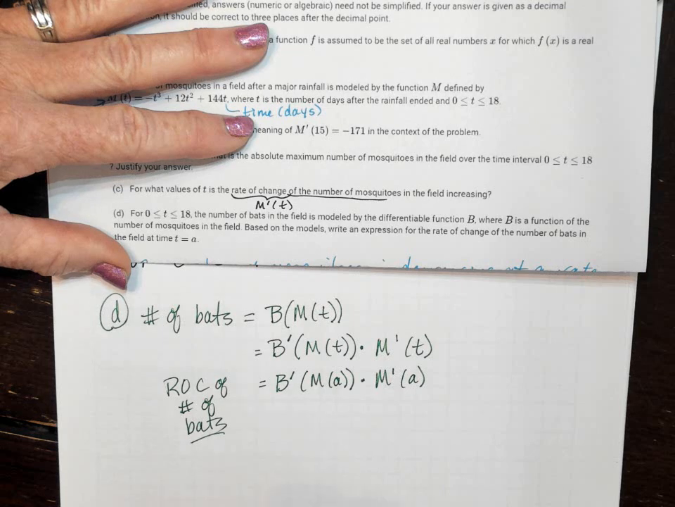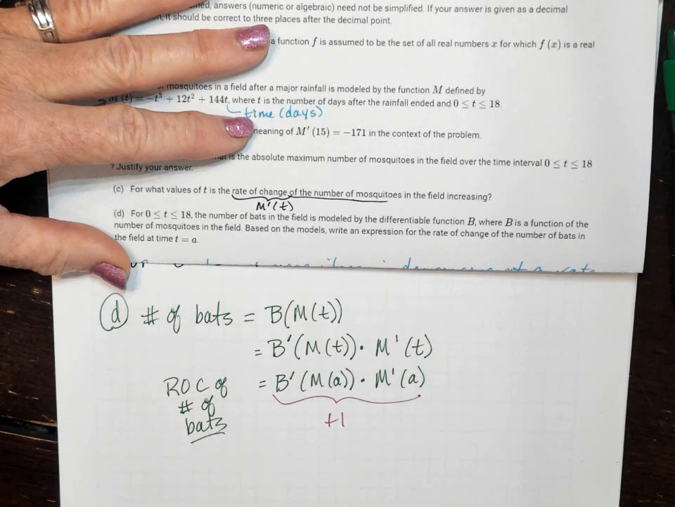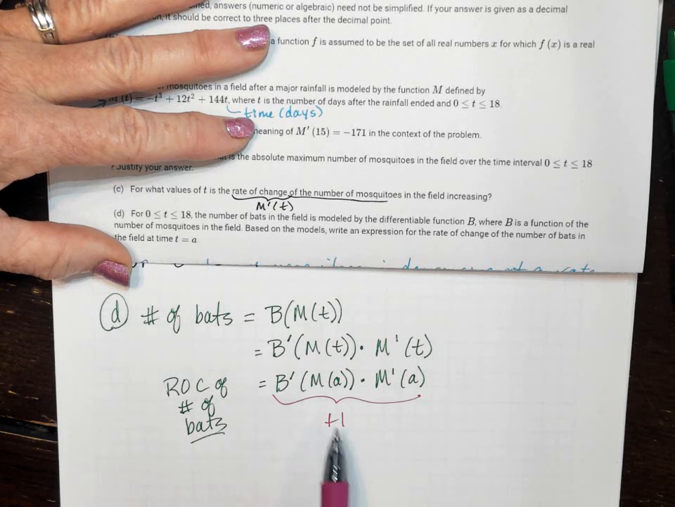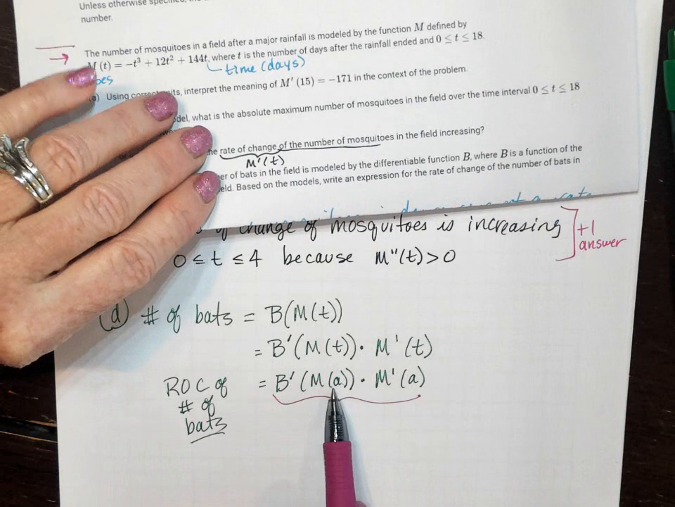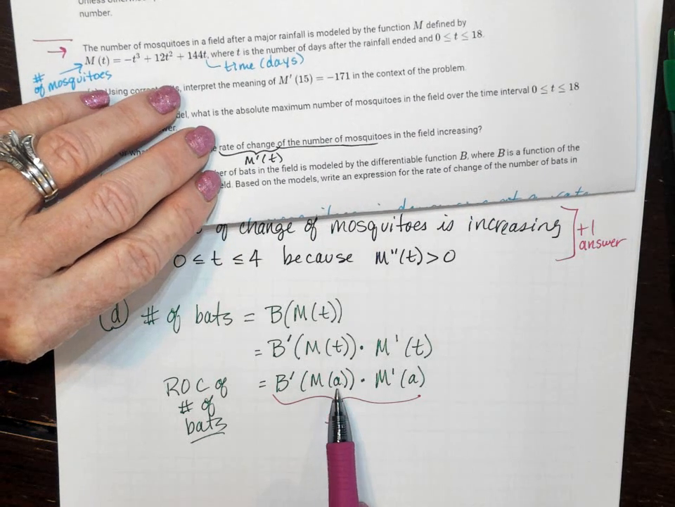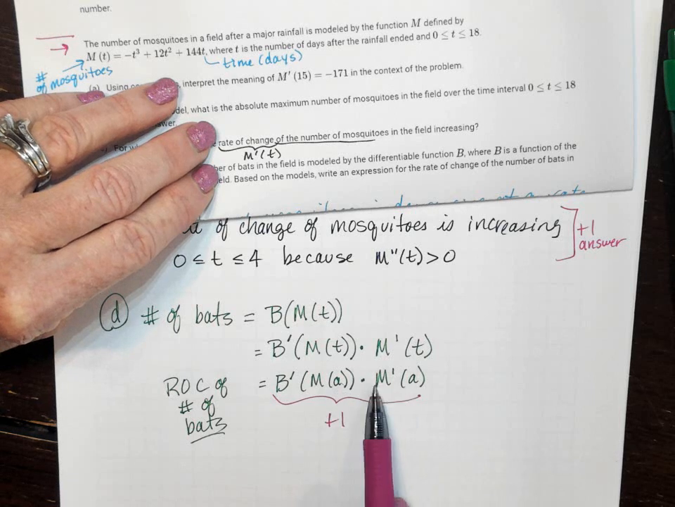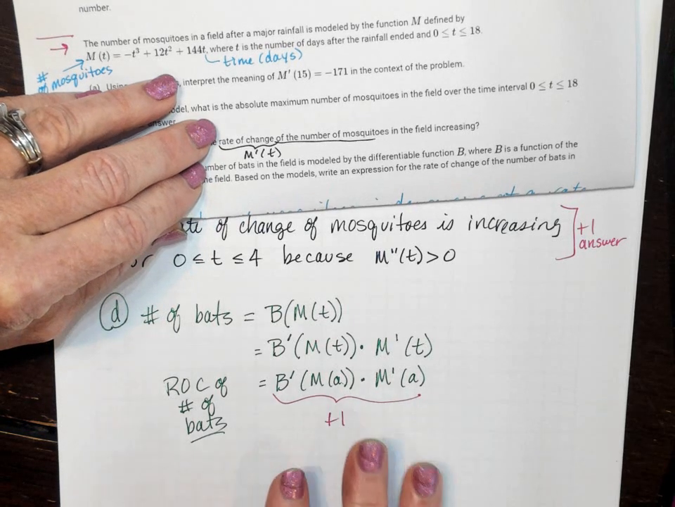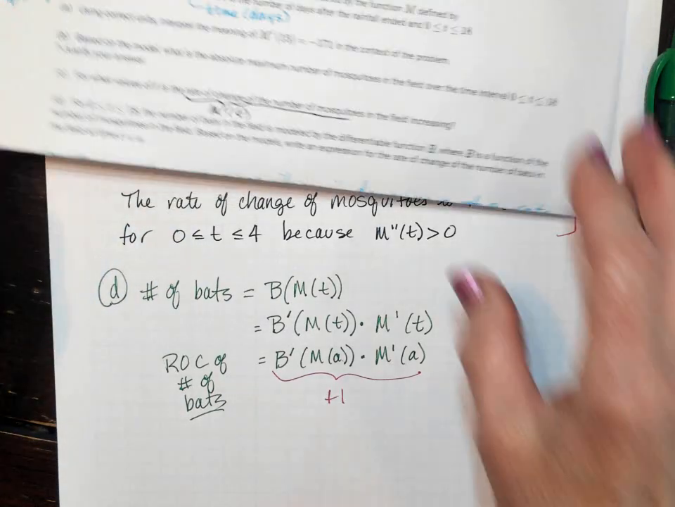There we go. It was 1 point for that answer. Now, if you did happen to substitute in the M of A and write it as negative A cubed plus 12A squared plus 144A, and then figure out what this derivative is, that's fine, but you're good to go right here. Okay, thank you very much. I hope it made sense.